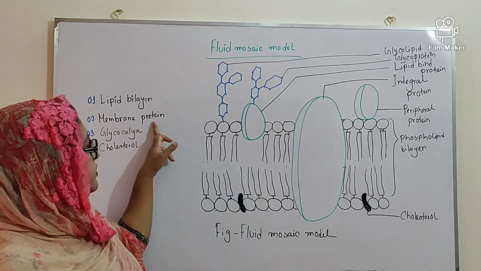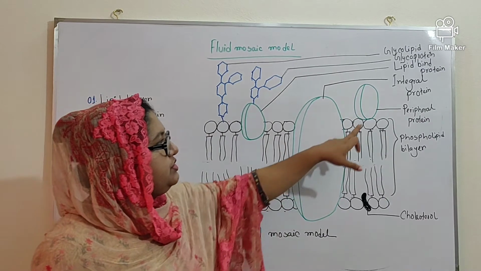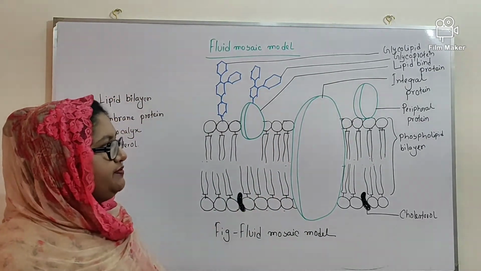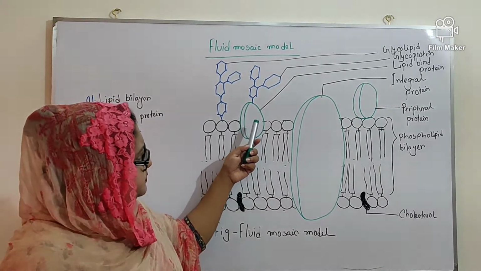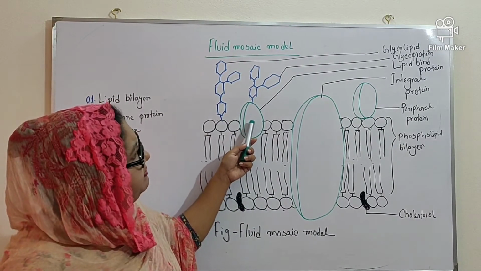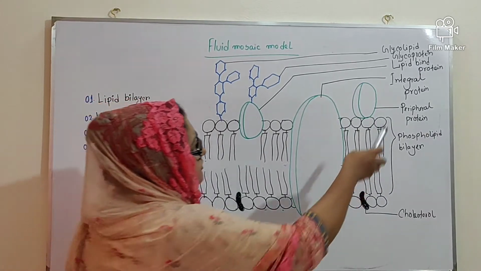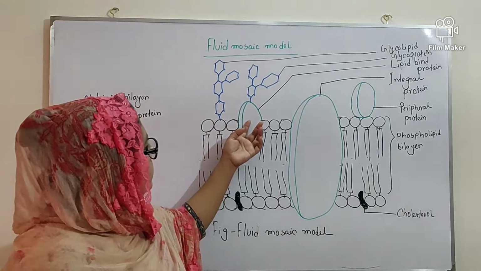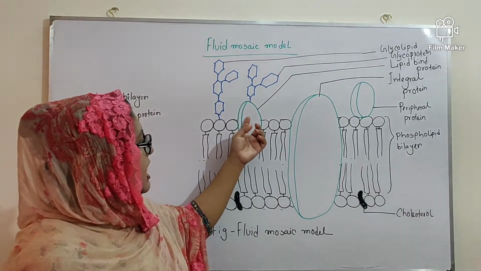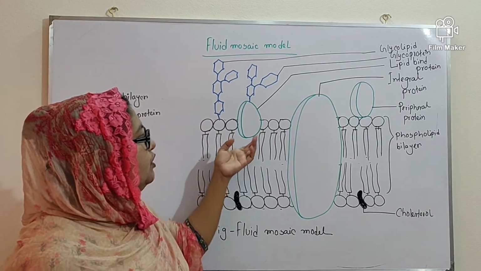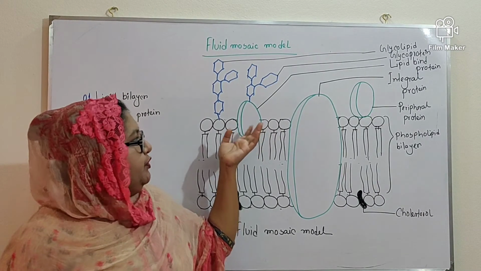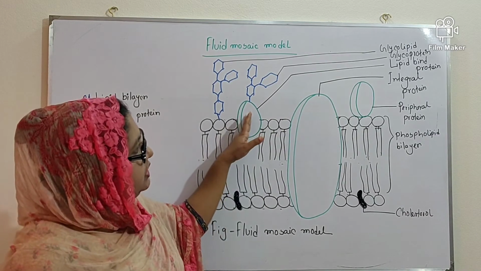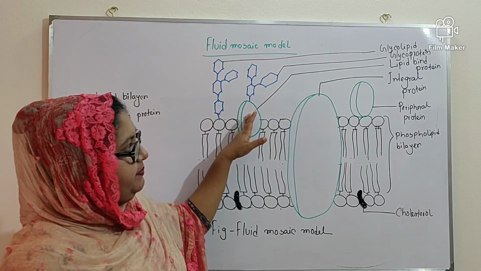Then the second point, membrane protein. You can see there are 3 types of protein molecules present in the structure of the cell membrane. First of all, lipid bound or lipid combined protein. You can write whatever you want. The protein molecule that remains present in the core of the lipid layer is called lipid bound protein.